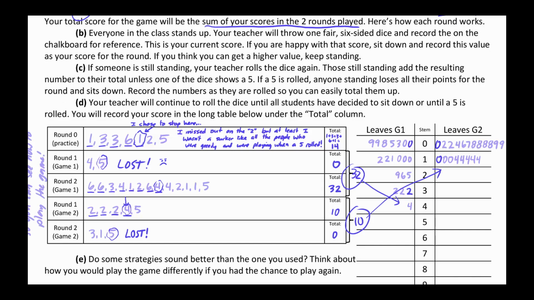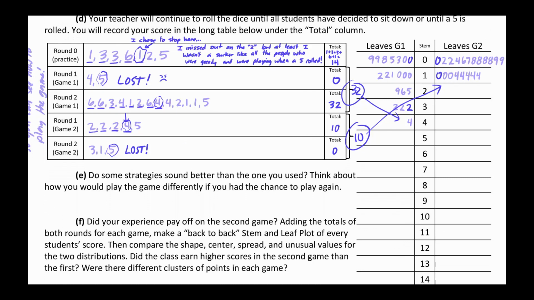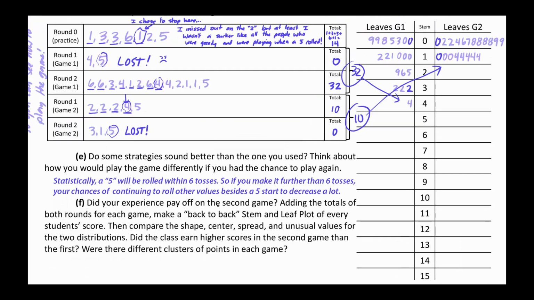Were there some strategies that worked out better than others? Okay, if you played that second game, what were you thinking? What was the strategy involved with that? Statistically, a 5 is usually going to be rolled within 6 tosses. So it has a 16% chance of showing up, and that will happen usually on the 6th toss or before the 6th toss.